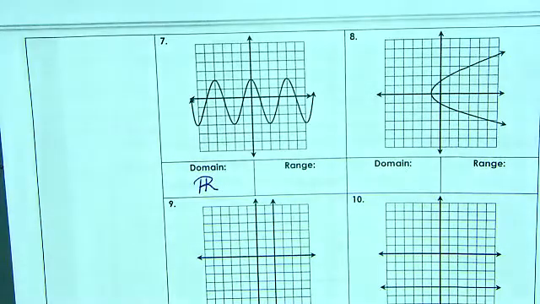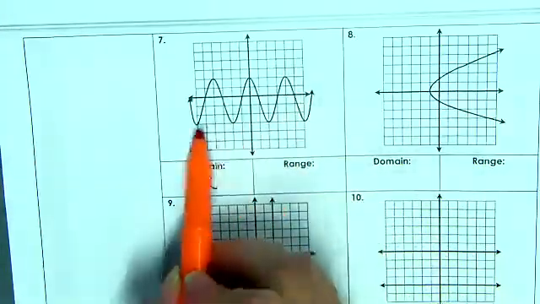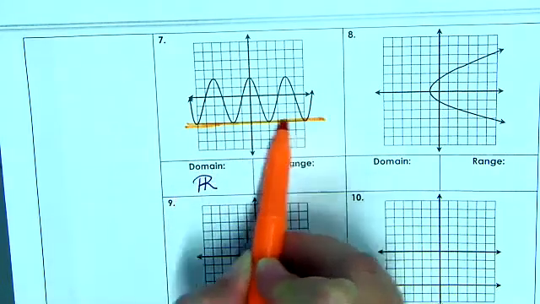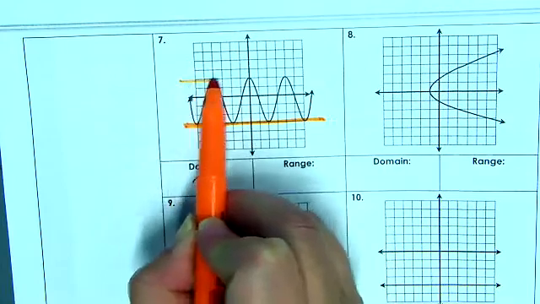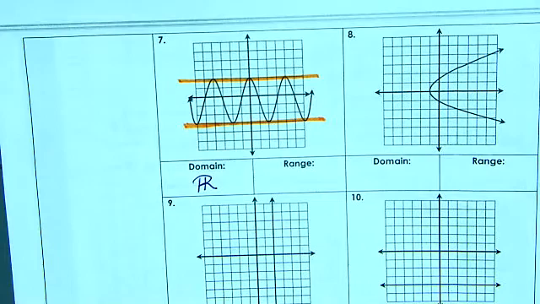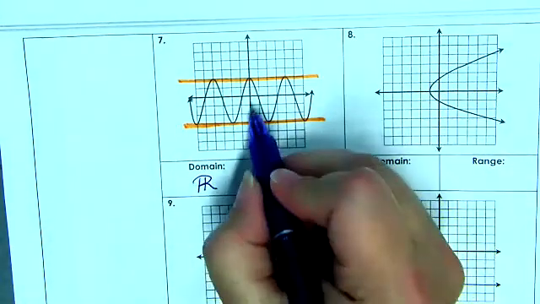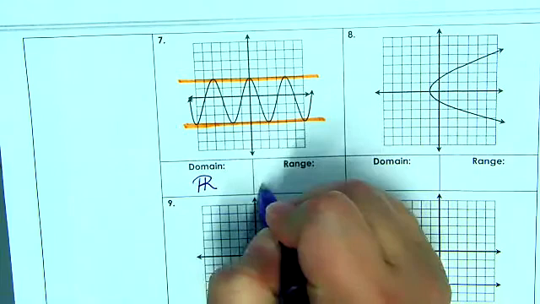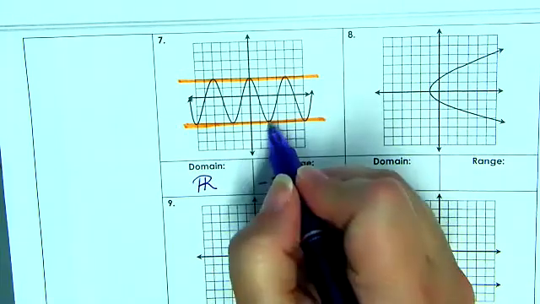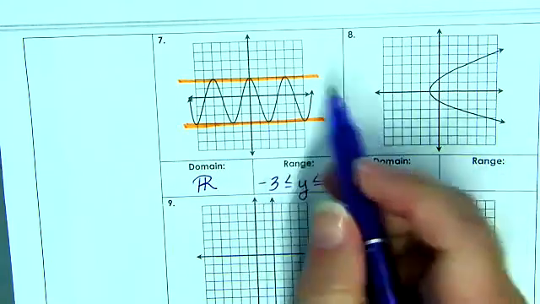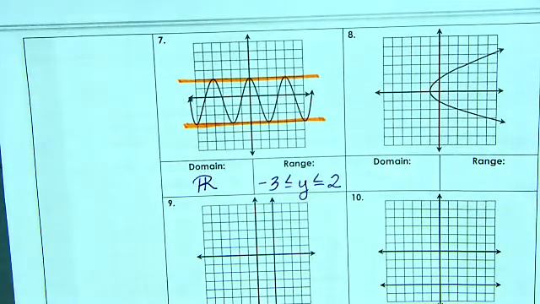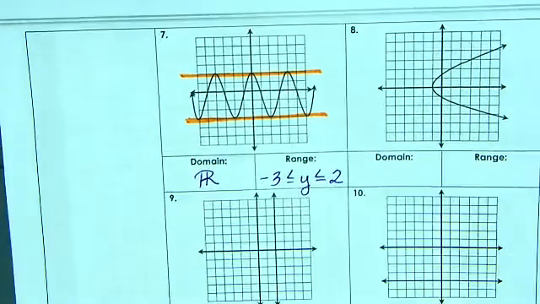Where my limits are is how low it goes, because if I look at this, it doesn't go below this line at all, and it doesn't go above this line at all. So therefore, my range is, the lowest it's going to be is 1, 2, 3. -3 is less than or equal to y, and it's equal to it because it lands on the line, is less than or equal to the highest, which is 1, 2. There's my range. -3 is less than or equal to y, is less than or equal to 2.